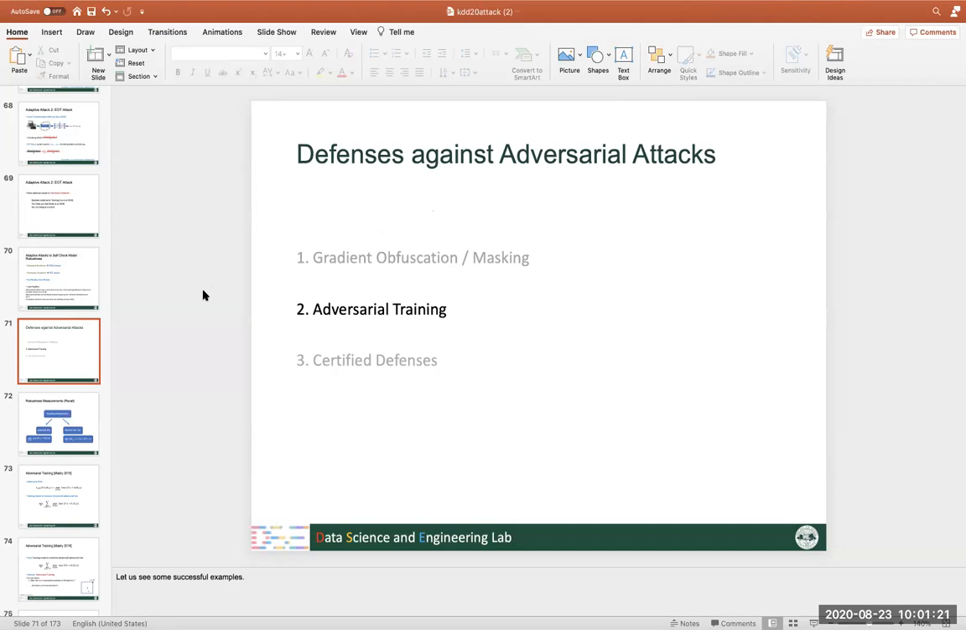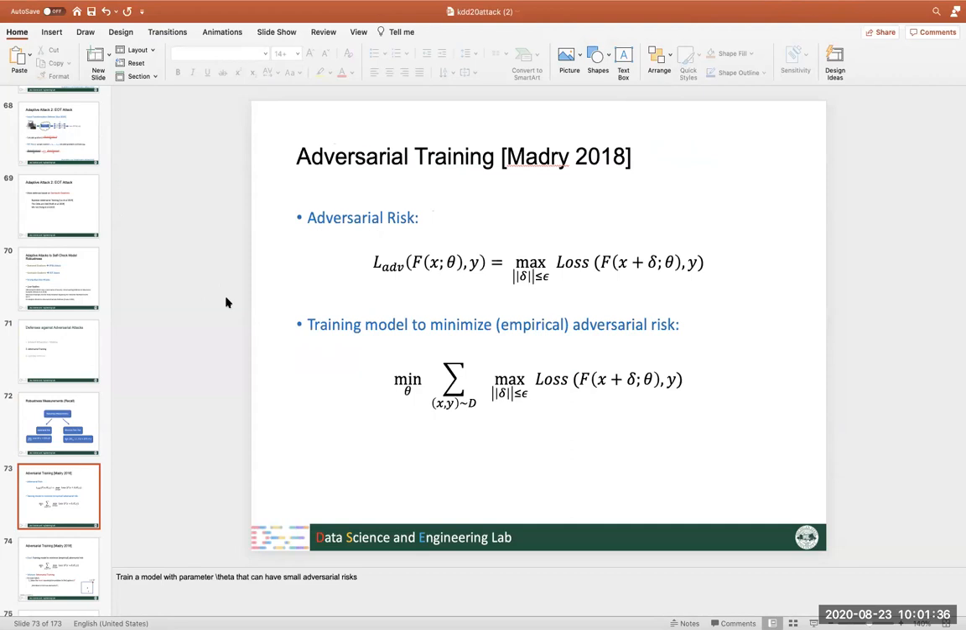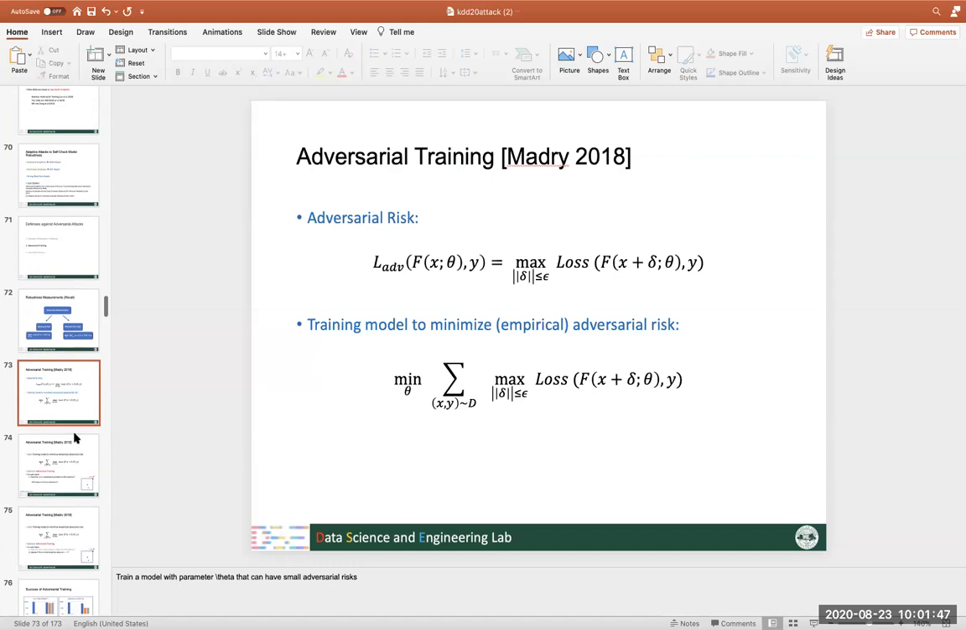We just talked about adversarial training, which is one very effective method for defenses. The main idea is that we keep generating adversarial examples and put them back into our training pool, and we train our model on those adversarial examples. This way, our model can correctly classify even the adversarial examples.